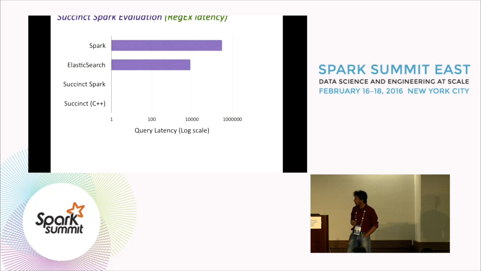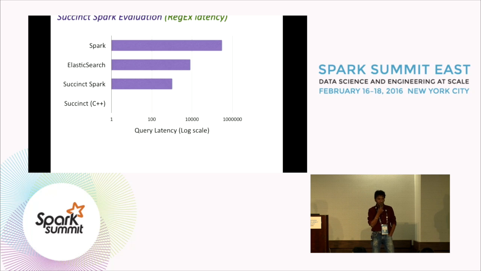Now, if I run the same query on Succinct Spark, I'm somewhere here, and here I see much more benefit of Succinct Spark, not just 2.75x faster like search, but around 5x, 6x faster. And finally, if you were to use the Succinct library or Succinct system, this is what you get. We are almost 2 orders of magnitude faster than Spark.